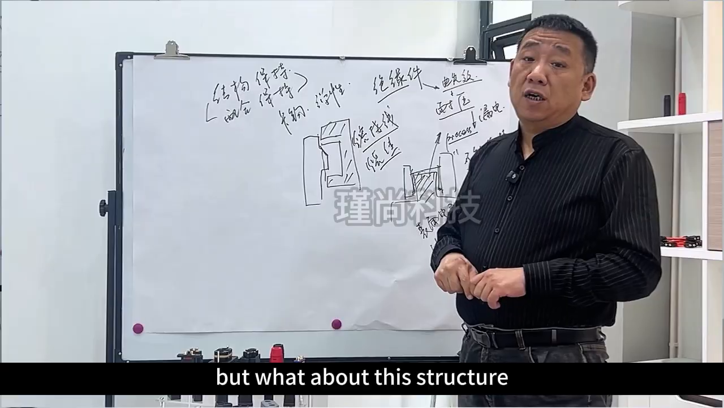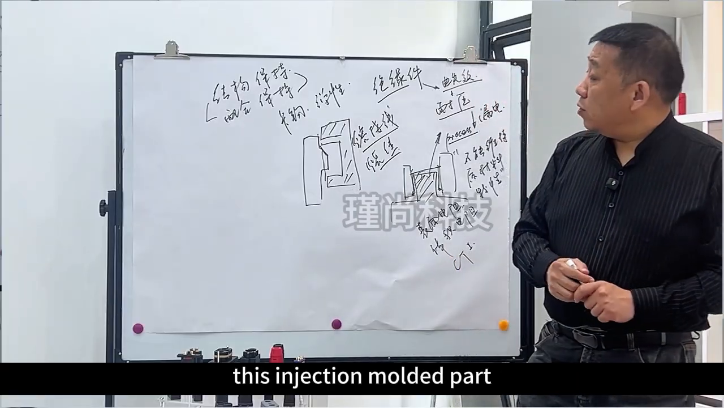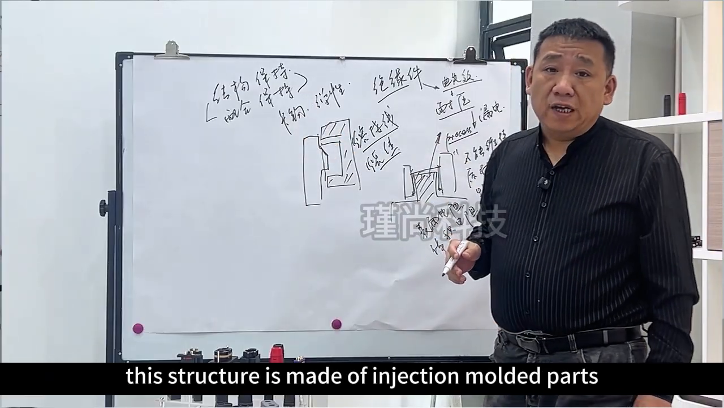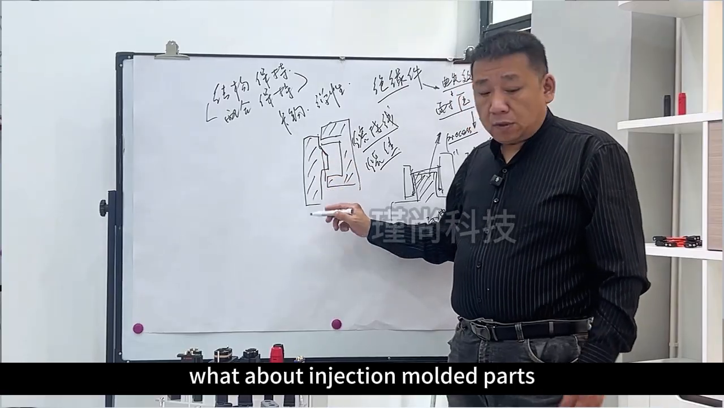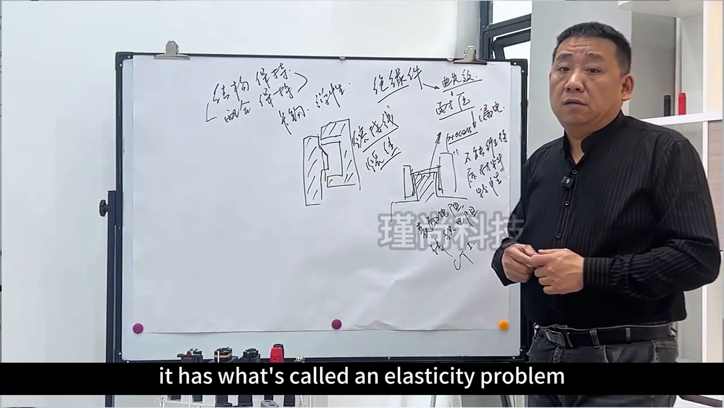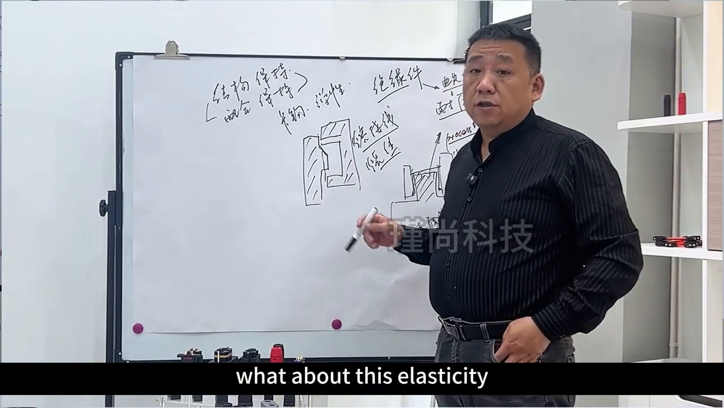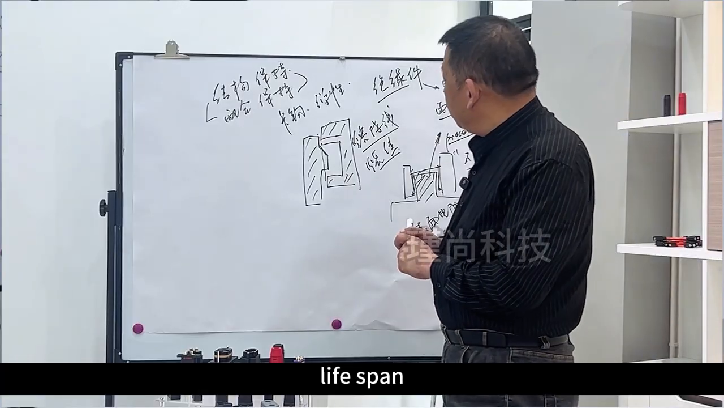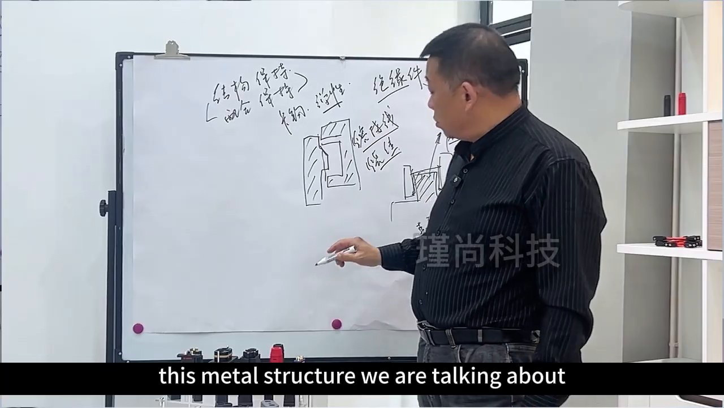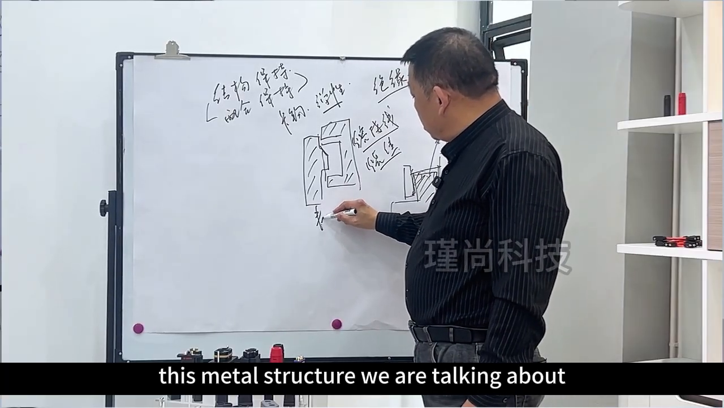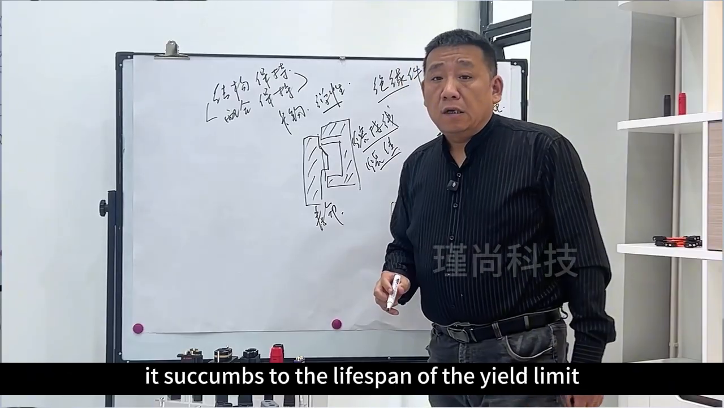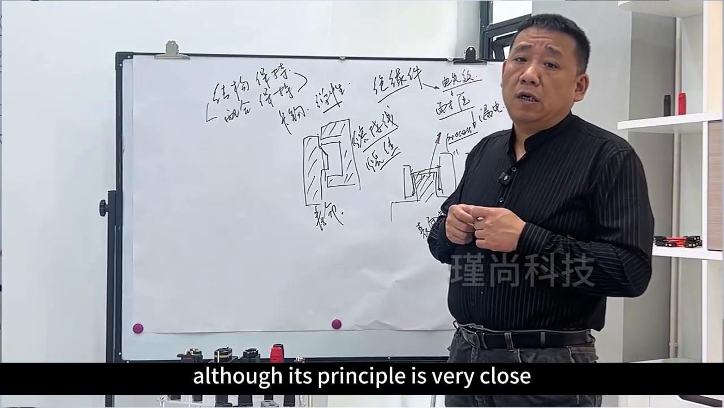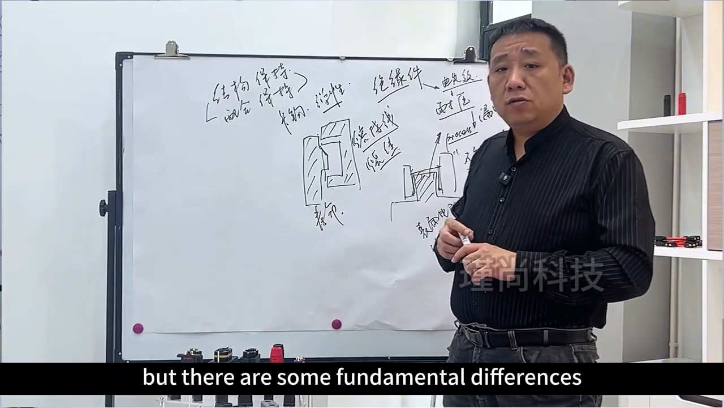But what about this structure? It's because it's used for injection molded parts. The structure we just talked about is made of injection molded parts. Injection molded parts have what's called an elasticity problem. This elasticity will definitely involve what we often talk about, lifespan. What about this lifespan? For the metal structure we are talking about, it succumbs to the lifespan of the yield limit. There are some fundamental differences, although the principle is very close.